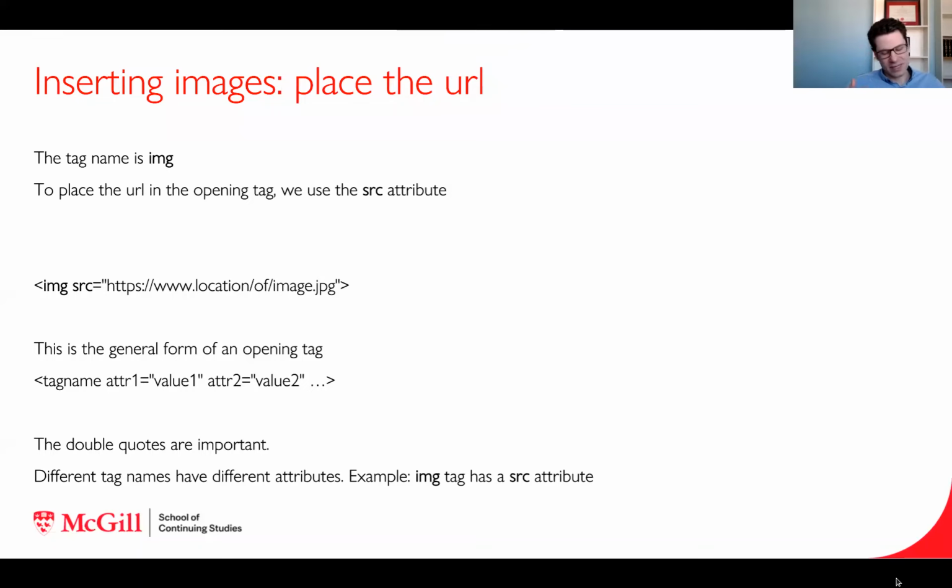So we saw SRC, and in fact, SRC is called an attribute, and different tags have different attributes. So with IMG, you can use SRC. IMG has other attributes that you can also use, like height and width, which are sometimes useful. And you can put as many attributes as you want for any given tag. And the meaning of the attribute will depend on the tag. So if the tag name is IMG, then the meaning behind the SRC attribute is that it's the location of the file in the cloud.